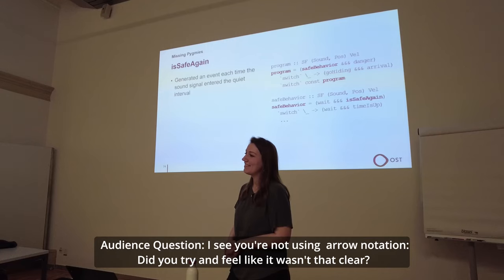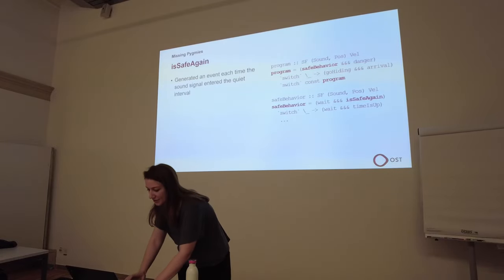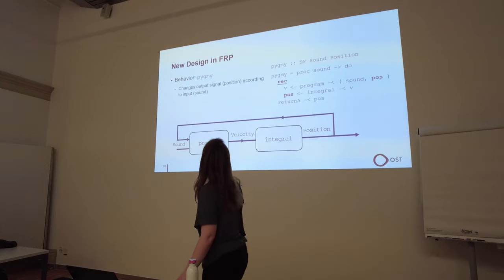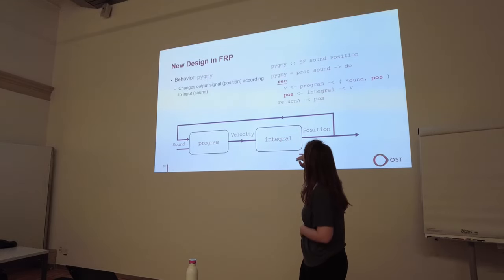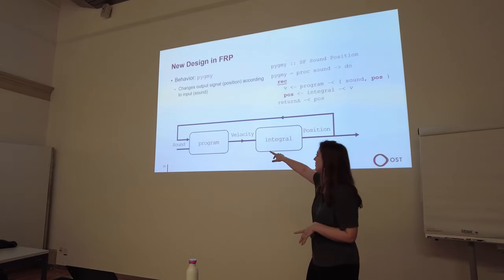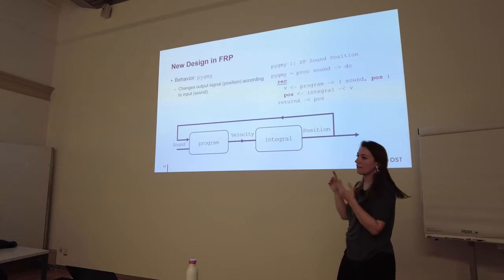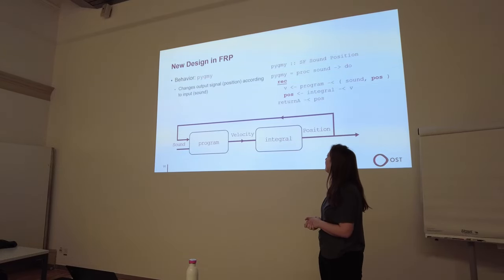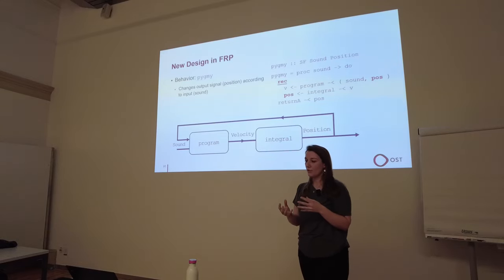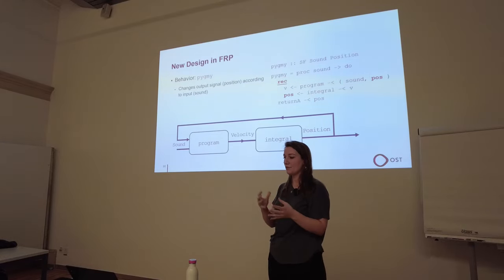So, did you try arrow notation? I see you're not using it. I feel like it wasn't as clear. I used arrow notation, but I kicked it out of the presentation. I can show you. For example, the pygmy function is in arrow notation, but I thought it would be easier to explain quickly with this diagram. So the arrow notation looks like this. It's another way to code, because sometimes linking all these combinators gets really complicated.